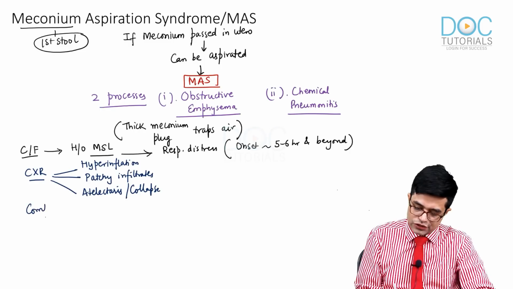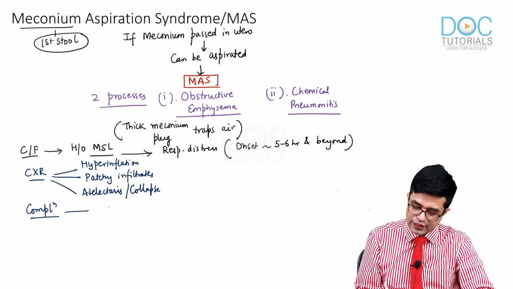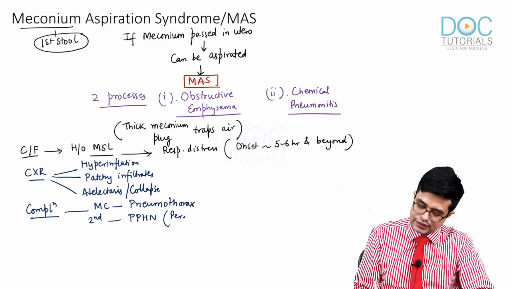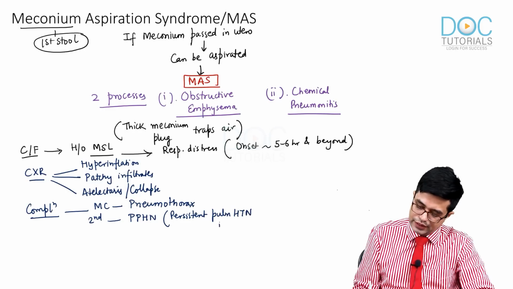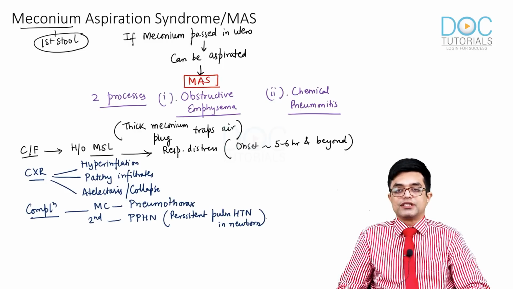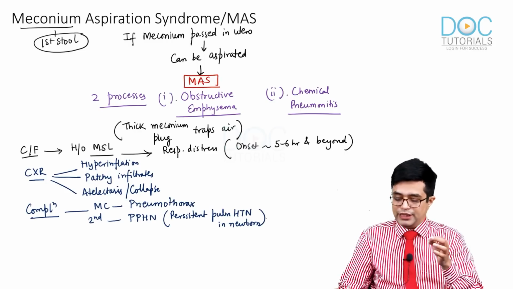There are 2 complications of meconium aspiration syndrome. The most common complication is pneumothorax. And the second complication is a dreaded disease called PPHN, persistent pulmonary hypertension in the newborn. It is a condition where very high pulmonary pressures are seen and the response to oxygen therapy is very poor.